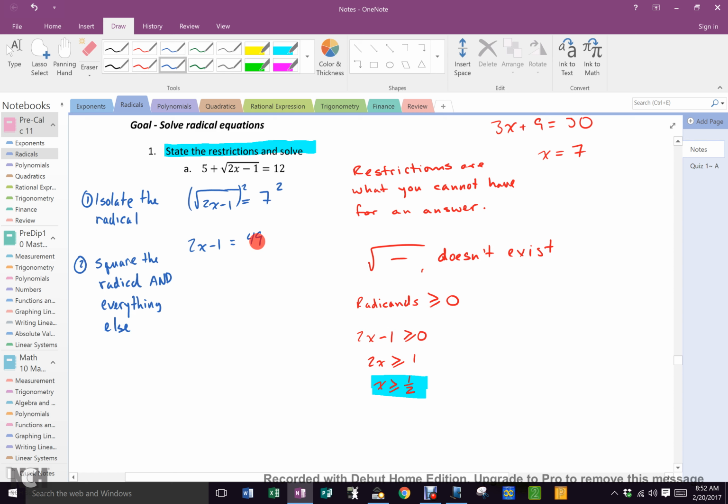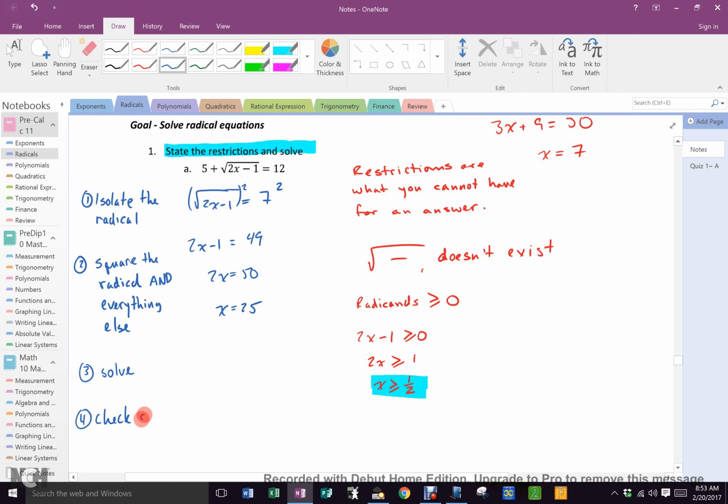And now it's just normal, right? Step 3, solve. So 2x equals 50. X equals 25. Yes? And in grade 9 and 10, we're done now, aren't we? But in grade 11, there's a fourth step.